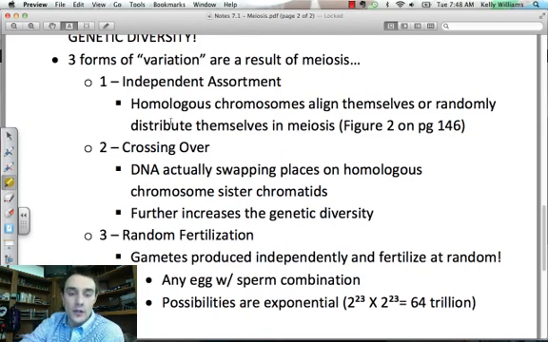Okay, crossing over, that takes place during meiosis 1, during prophase 1, and we've actually got gene segments on those homologous chromosomes switching with each other as they're lined up as homologous pairs. We'll do a little demonstration with that in the classroom here. Crossing over further increases genetic diversity.